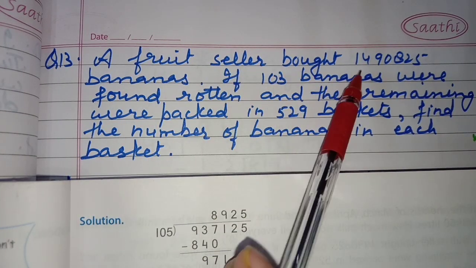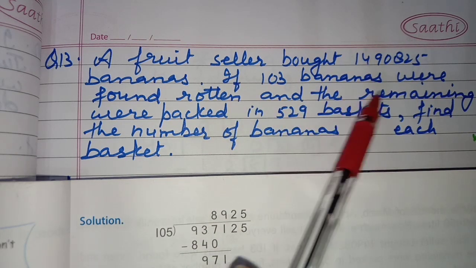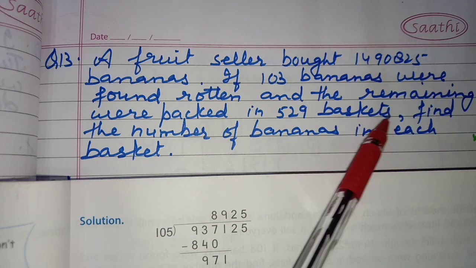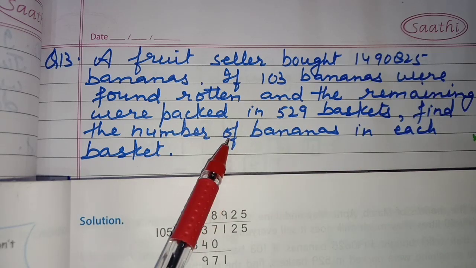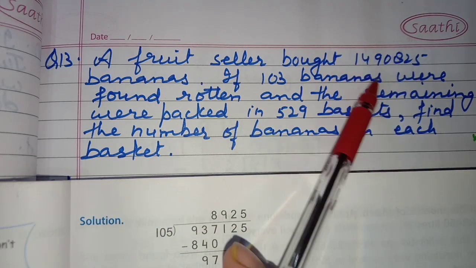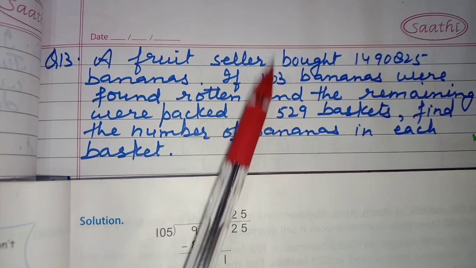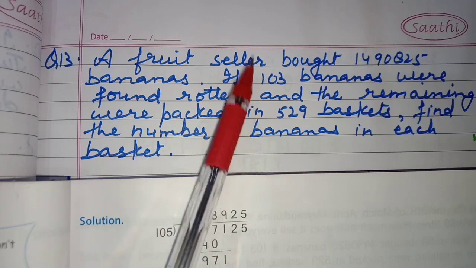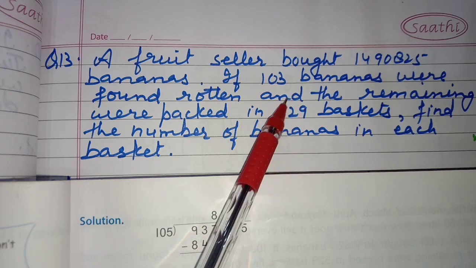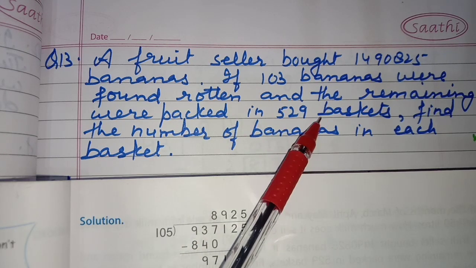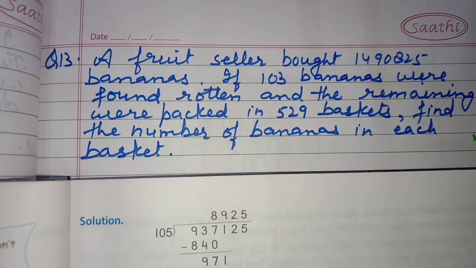A fruit seller bought 14,90,825 bananas. If 103 bananas were found rotten and the remaining were packed in 529 baskets, find the number of bananas in each basket. So the total number of bananas bought is given. Rotten bananas is given. So by subtracting it, we can come to know how many remaining bananas were there. And those bananas were packed in 529 boxes. So if bananas in 529 boxes is known to us, we can easily divide and find the bananas in one box.